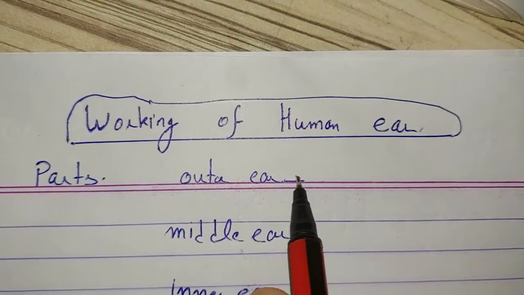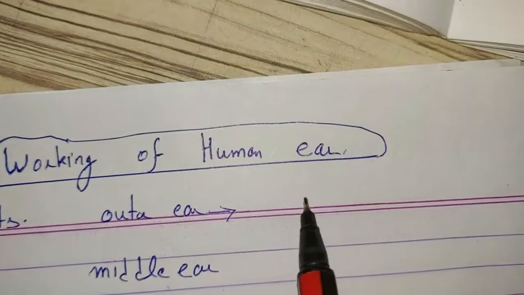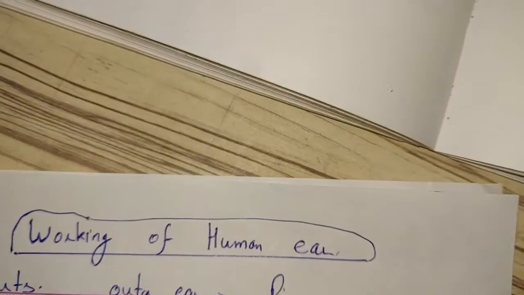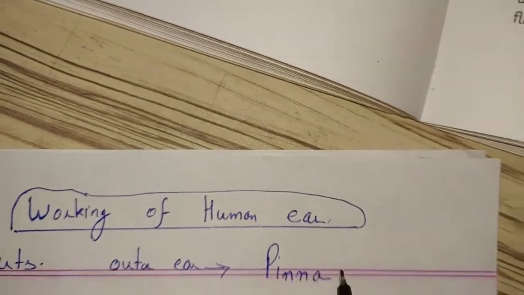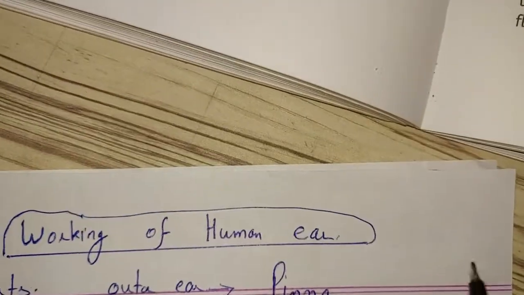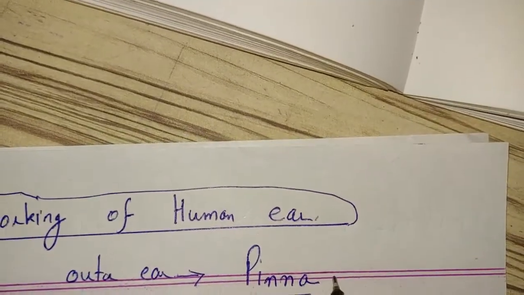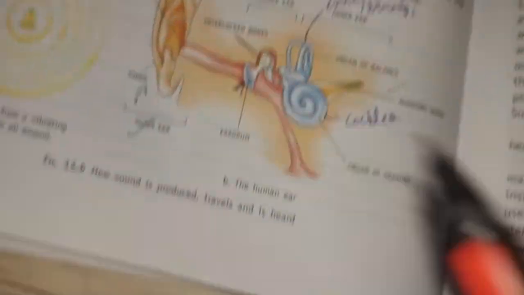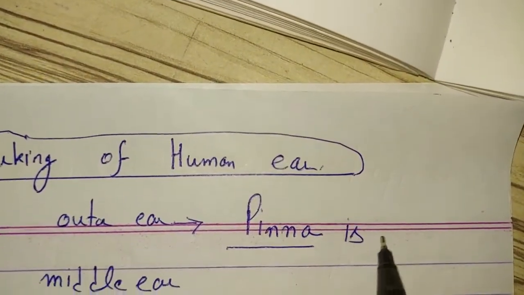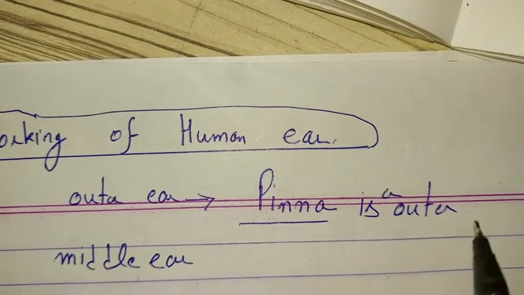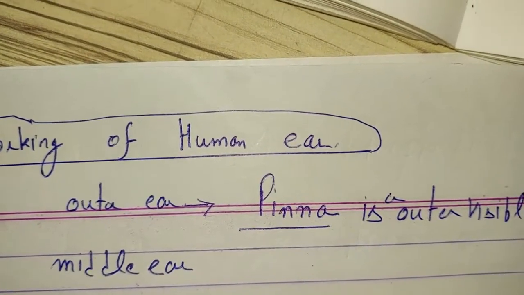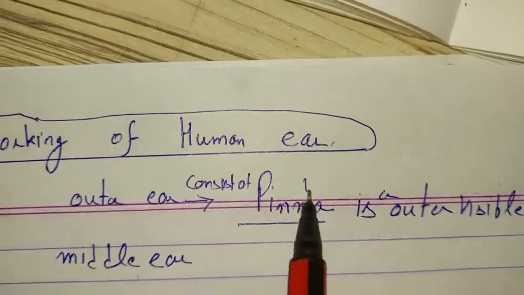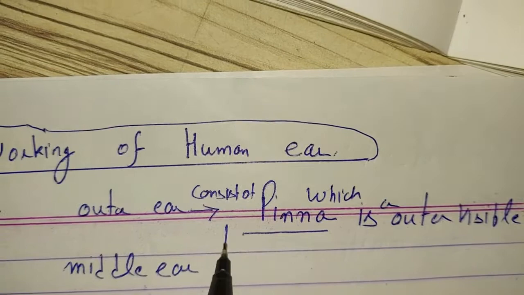So the outer ear consists of a pinna. What is this pinna? It is the outer visible part. So this is the pinna. The pinna is the outer visible part of the ear. So the outer ear consists of the pinna, which is the outer visible part of the ear.